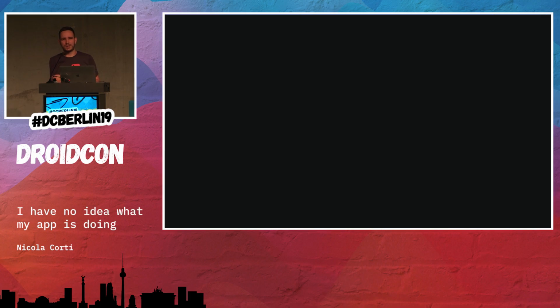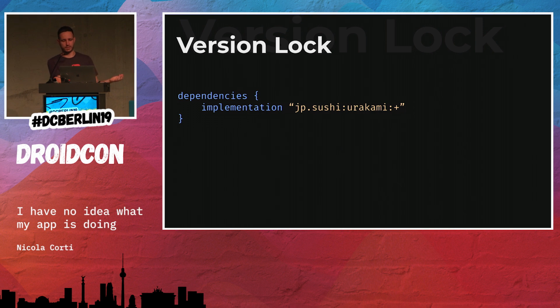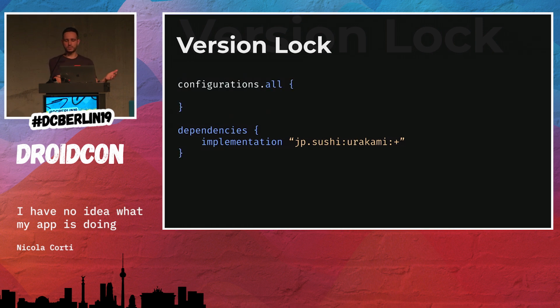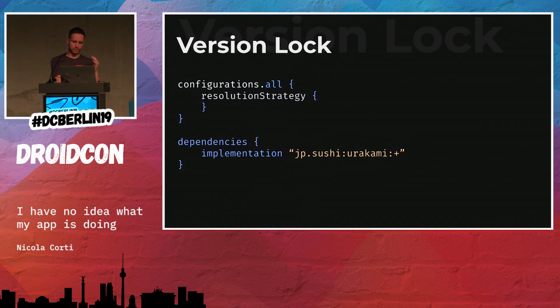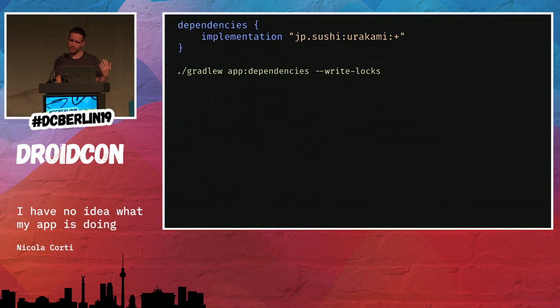So there is one thing in Gradle that you can use, and it's called version lock. I know it's not that much used, but I find it really useful. In your dependencies block, you can still say, hey, you know what, I always want the best hierarchy. In the configurations block, inside the resolution strategy block, you can activate dependency locking. If you do this and call the dependency task with --write-locks, this will happen.